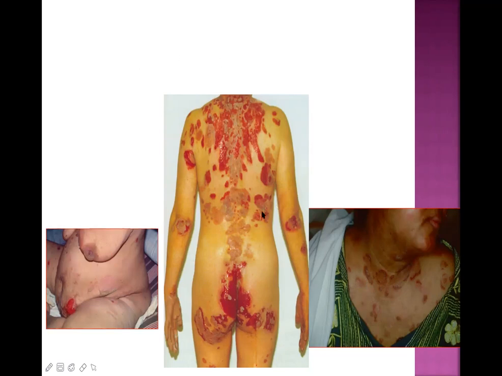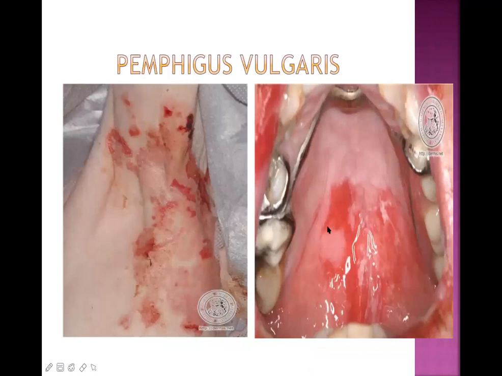Now, see here, this is inside the oral cavity. These are the ulcers which are occurring inside the oral cavity. So these can occur, and both the skin as well as the mucous membrane are affected in Pemphigus vulgaris. This is a painful condition.